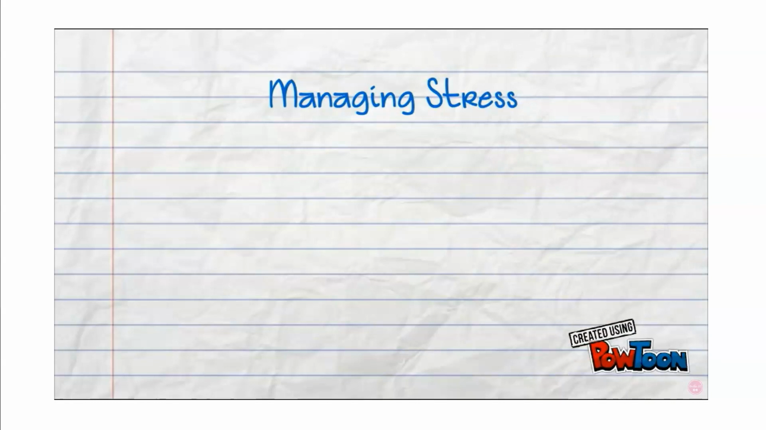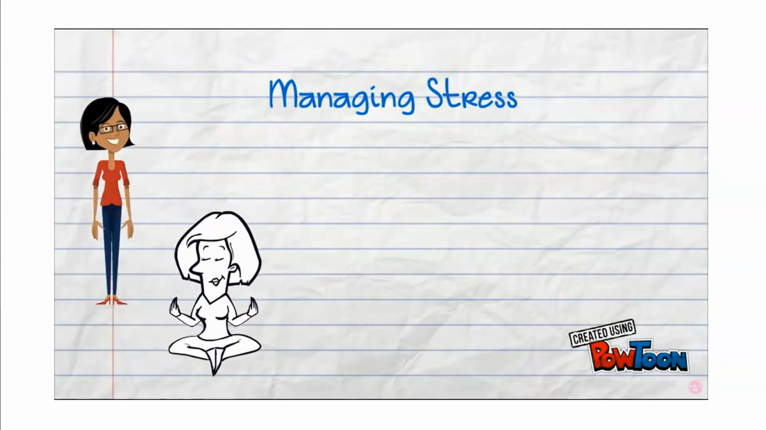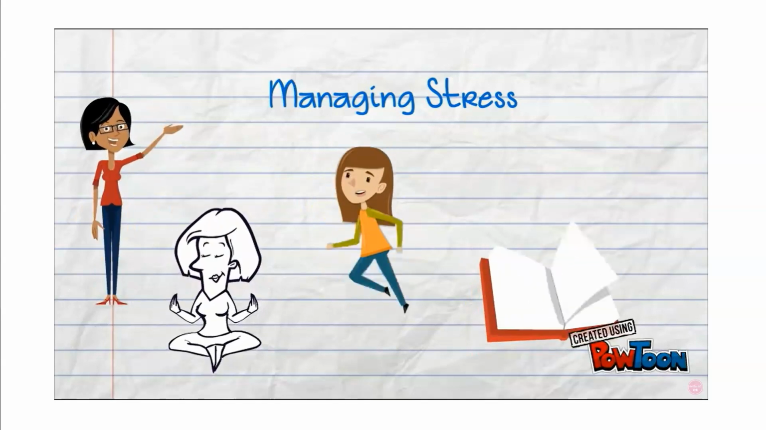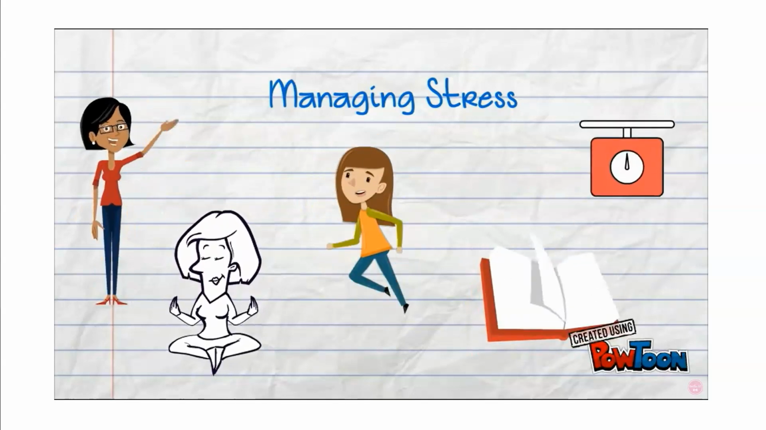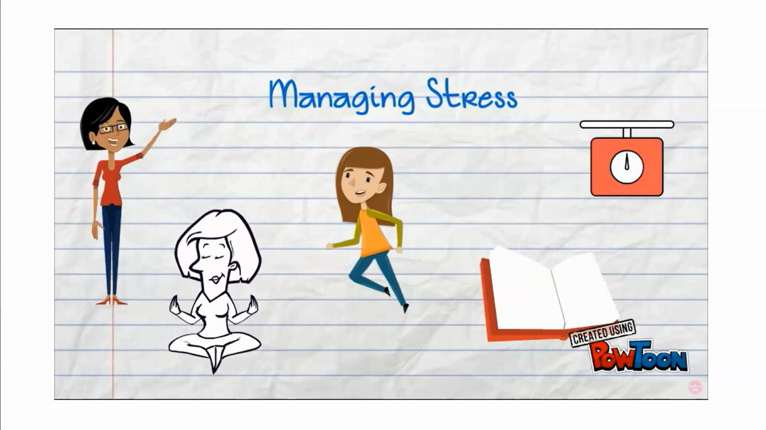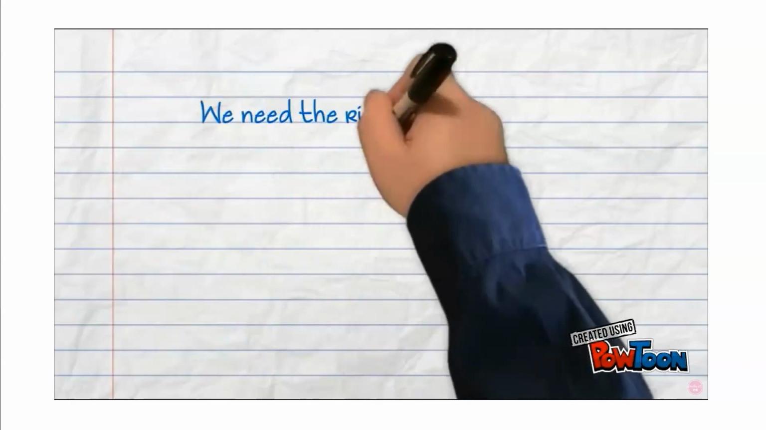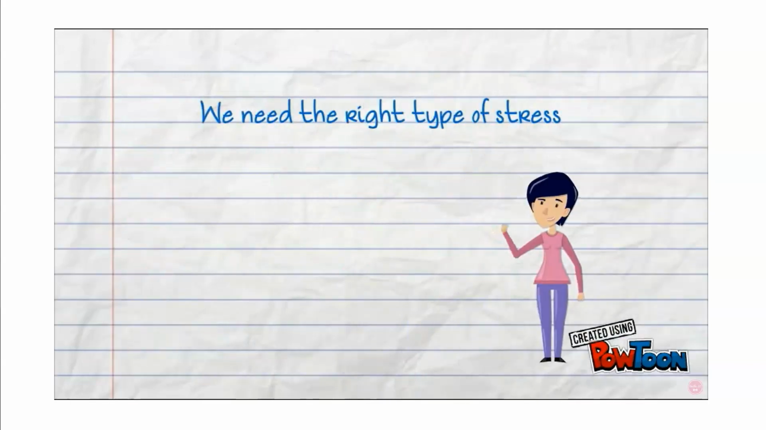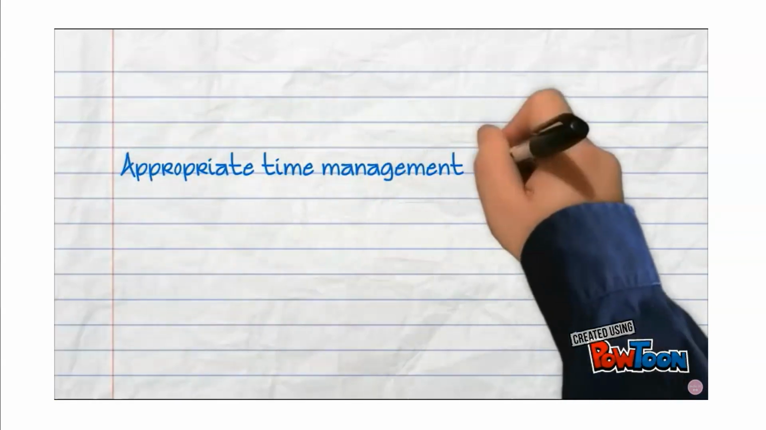Stress levels so that we're not chronically stressed. Things like social support, exercise, finding a hobby, and maintaining a good balance of stress in order to function at our best. To accomplish this, we're incorporating appropriate time management.